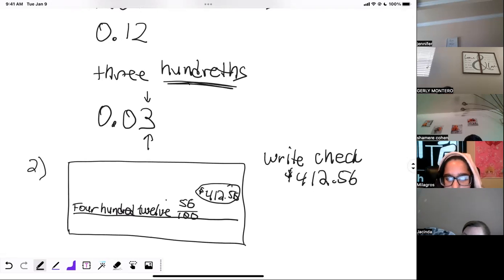Oh, hold on a second. I forgot my most important thing: 56 over 100, because it's decimals. Remember we talked about the decimal means "and"? 412 and 56 over 100. Make sure you put the "and" in there. They'll give you what looks like a little blank check, and you have to fill in the line and fill in the two spots.